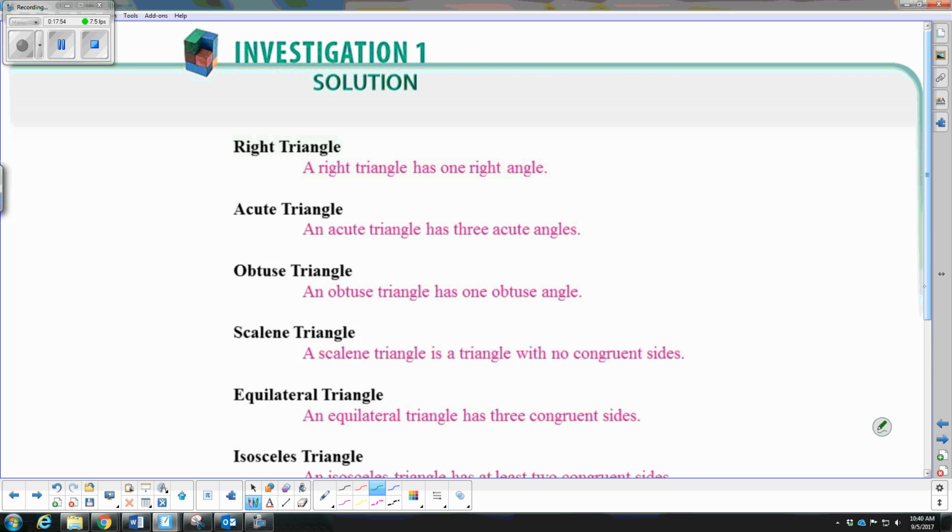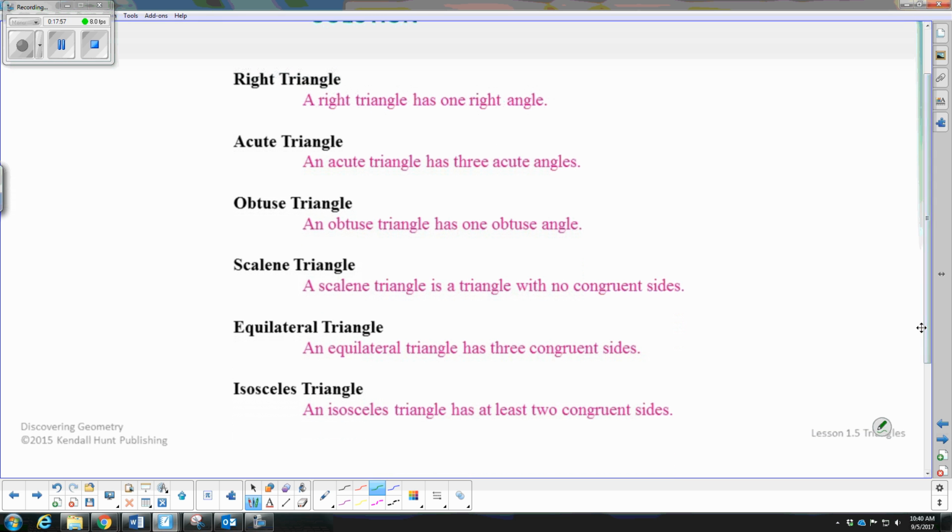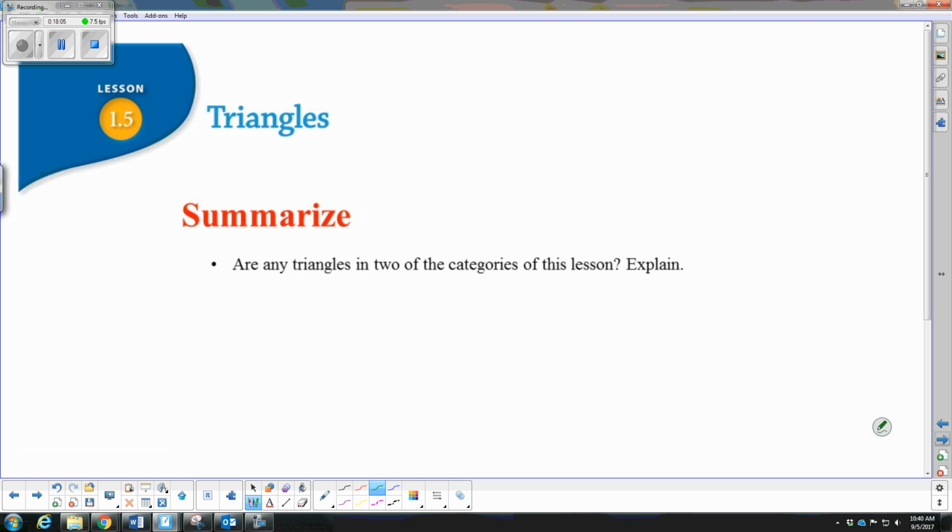Here are the full definitions. I don't think these are on your guided note-taking sheets, but go ahead and pause if you need to clarify your vocabulary. I want you to summarize what we just covered in this video. So are there any triangles in 2 of the categories of this lesson? Please explain how you know. So please take a minute to do that.